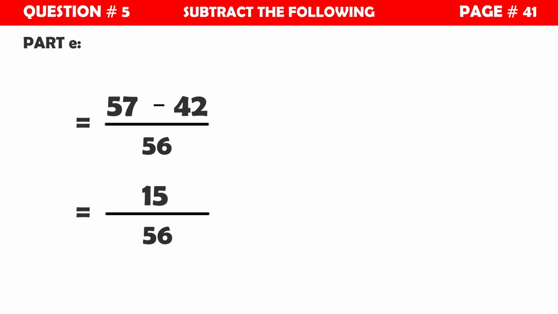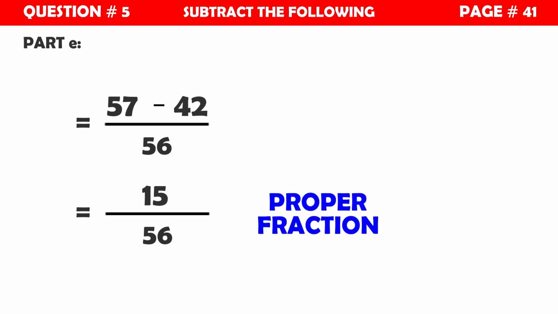Now in the last step, check if the fraction can be simplified further. Is there any common factor for 15 and 56? No, there is no common factor of 15 and 56. So, it is in the lowest term. So, the final answer is 15 over 56. What kind of fraction is it? Yes, it is a proper fraction. Why? Because the numerator is smaller than the denominator.